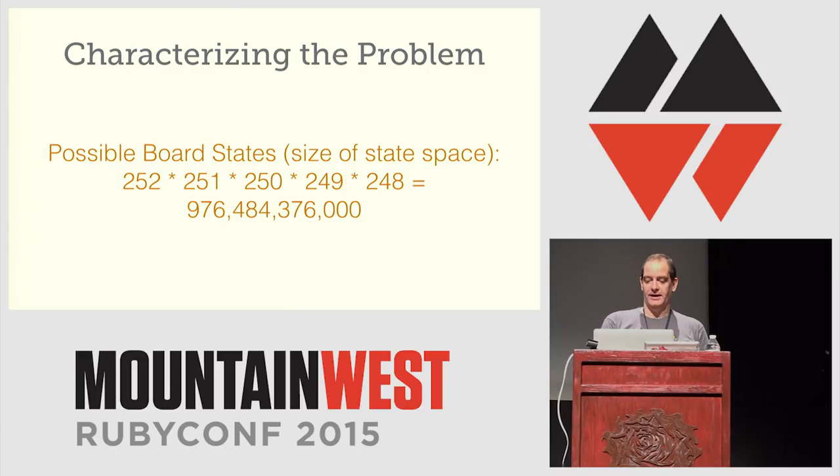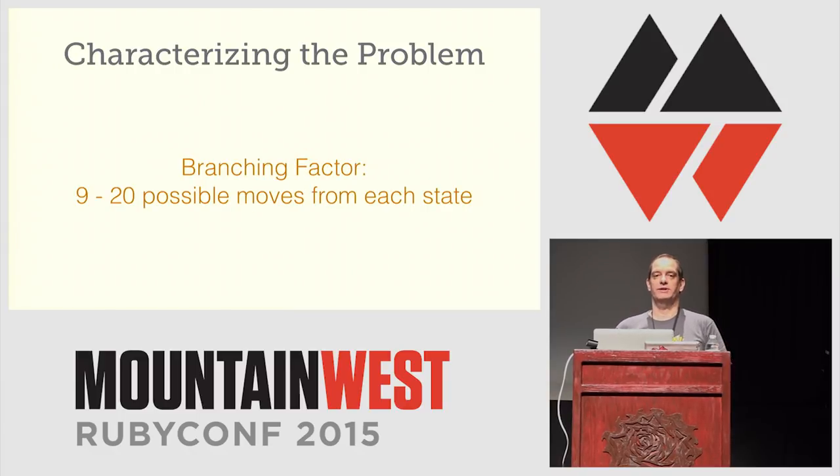The other complicating factor is the branching factor. From each board state, there are anywhere from 9 to 20 possible moves. Five robots, four possible directions, that's 20. Sometimes they're in corners. Sometimes one has just moved in a certain direction, so it could be as few as 9. That's a pretty wide branching factor.